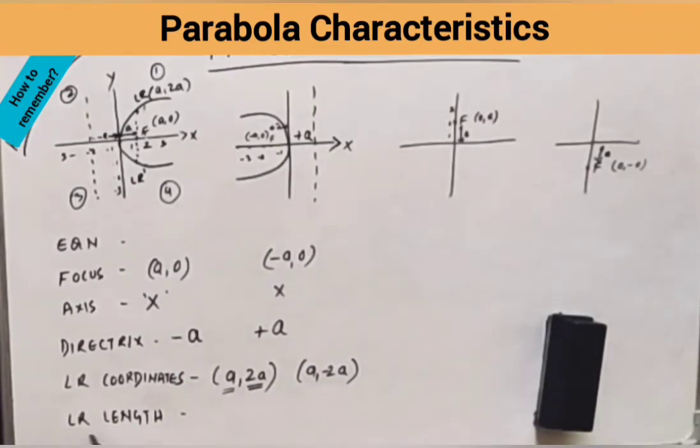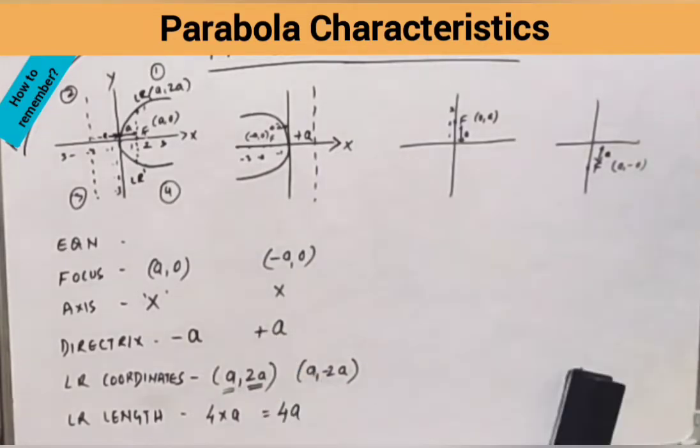What is the LR length? It is by formula or by derivation, LR length is 4 times of a, which is 4a. Right? In both the cases, it will be 4a.